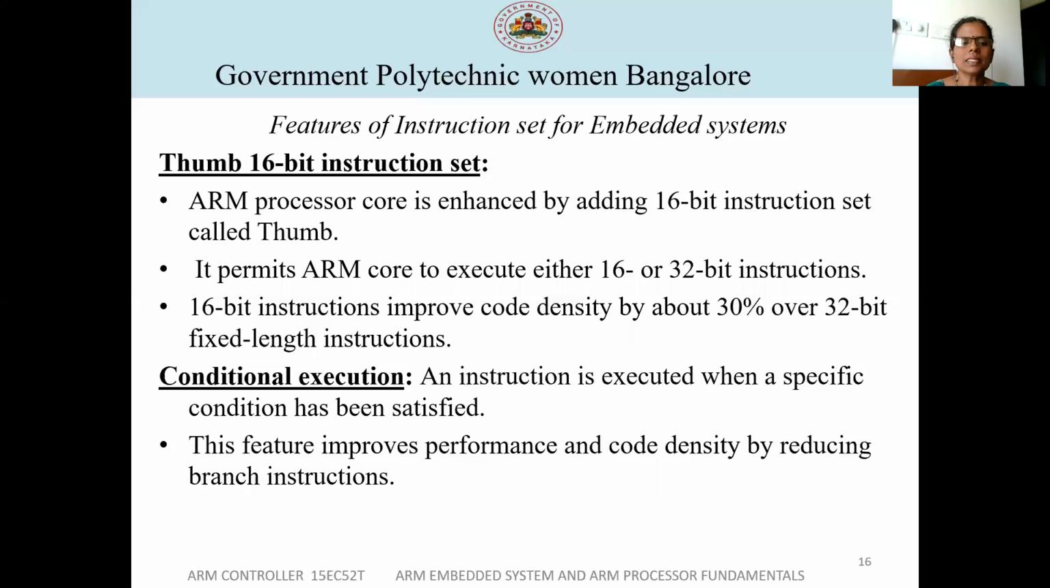Next feature is thumb 16-bit instruction set. The ARM processor core is enhanced by adding a 16-bit instruction set called thumb. Here you have to remember, ARM executes two types of instruction. One is its own instruction, called the ARM instruction set, and another is the thumb instruction set. It is a 16-bit instruction set and it is called thumb. So it permits ARM code to execute either 16-bit or 32-bit instructions, and 16-bit instructions improve the code density.